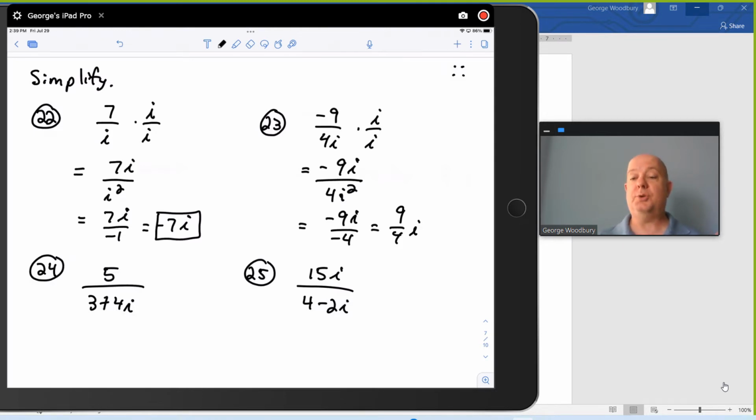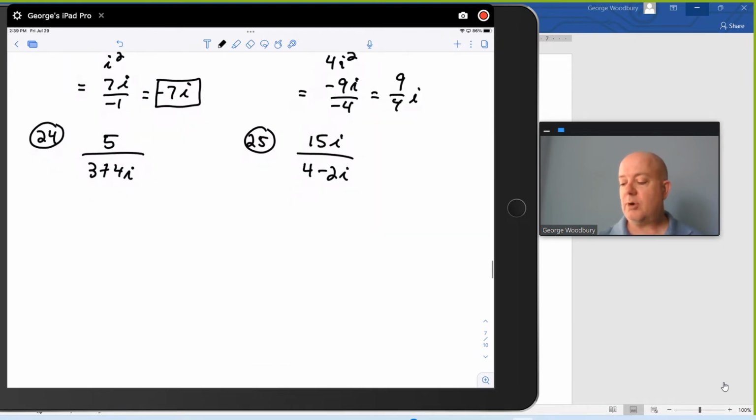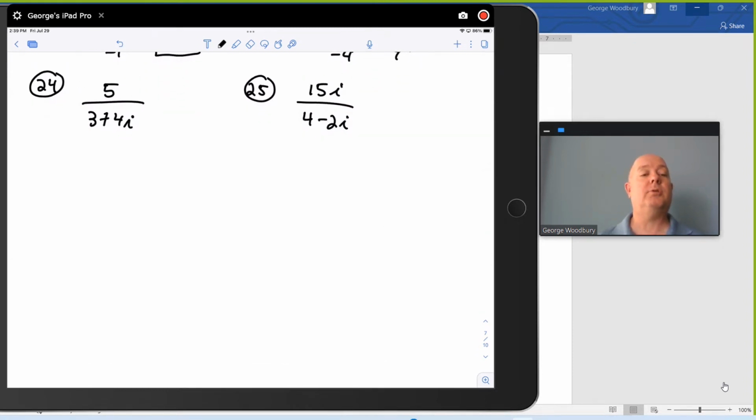For the bottom two, we're going to use the idea that we developed in the last video about conjugates. We know that if we multiply a complex number by its conjugate, we get a real number, and that's the way that we're going to get i out of the denominator here. Looking at problem 24, 5 over 3 plus 4i, we're going to multiply the numerator and denominator by the conjugate, 3 minus 4i. In the numerator, we've got some distributing to do. 5 times 3 is 15. 5 times -4i, that's minus 20i.